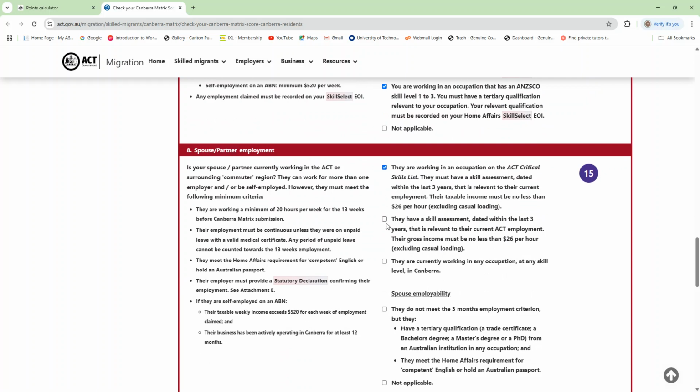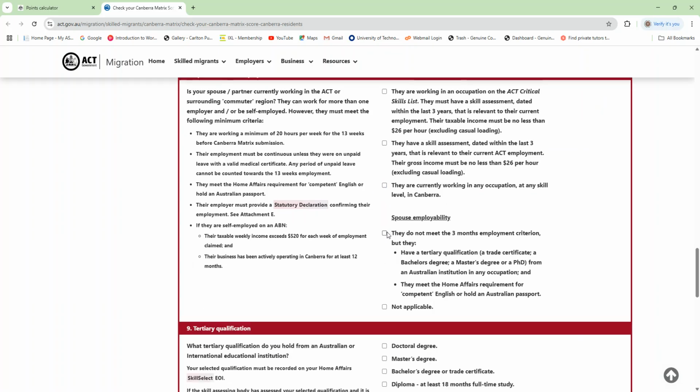And the minimum she has to earn is no less than $26, within the last 3 years, and that is relevant to SCT employment, current employment, then $26 excluding casual loading in both cases. If they are living in Canberra and currently working in any occupation at any skill level, then 5 points.